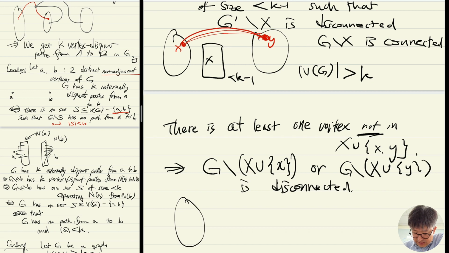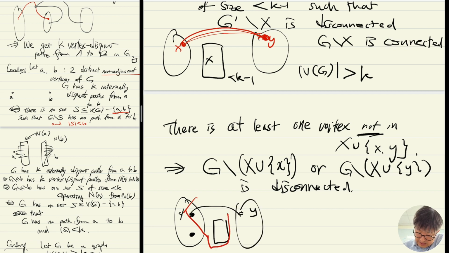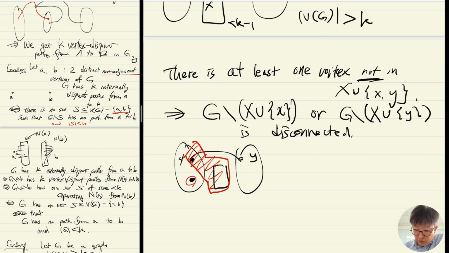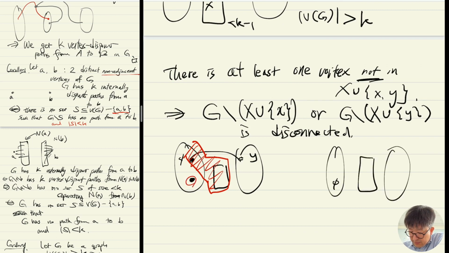Why? Because, for instance, if there's an element here, then I take this thing, and if I delete all of these red boxes, then there is no edge from left to right, and that's disconnected because you have at least one vertex here. But maybe this is empty except this guy, but then you take this as your set to delete, and the graph is disconnected.